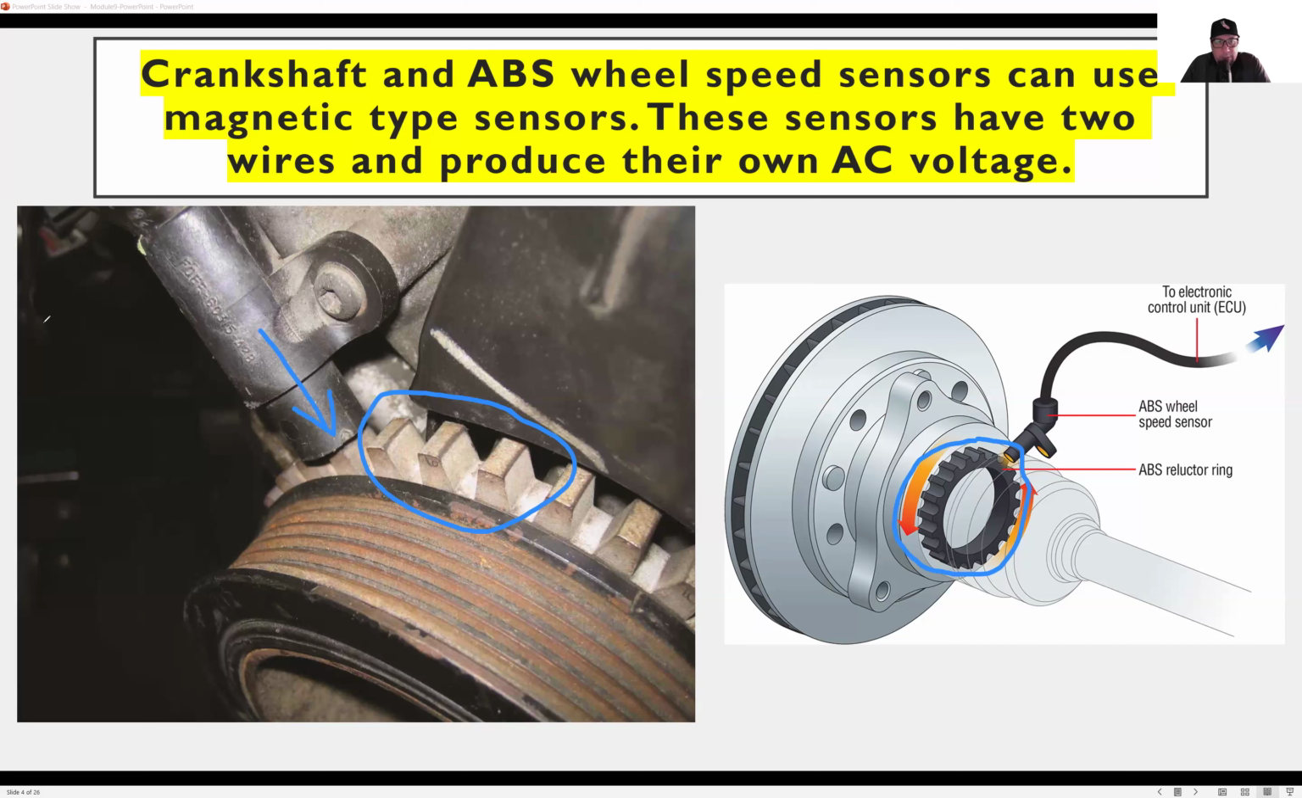And then we can use those signals to communicate that information to the control module to determine how fast the vehicle is moving or how fast the engine is moving. So it's used to determine speed.